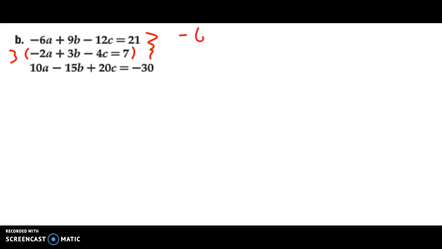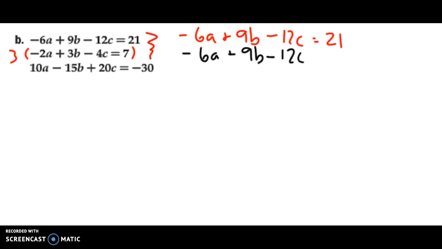Okay? And so I get negative 6a plus 9b minus 12c equals 21 on the top. The bottom is negative 6a, now that I've multiplied by 3, plus 9b minus 12c is equal to 21. And you'll notice those are the exact same equation. So I subtract down, I get 0 equals 0. So just like in our last example, anytime you get 0 equals 0 means the planes are the exact same. So they're laying right on top of each other, right?